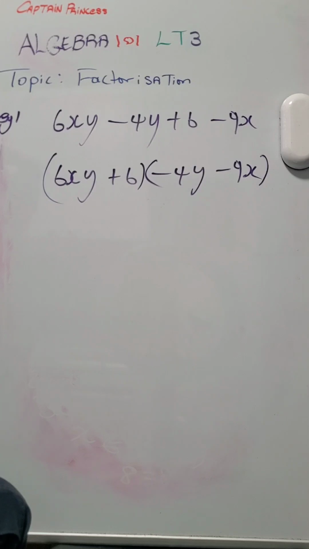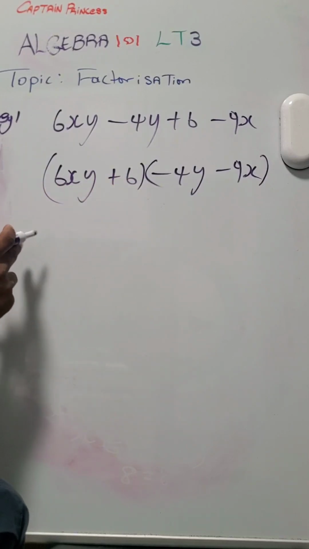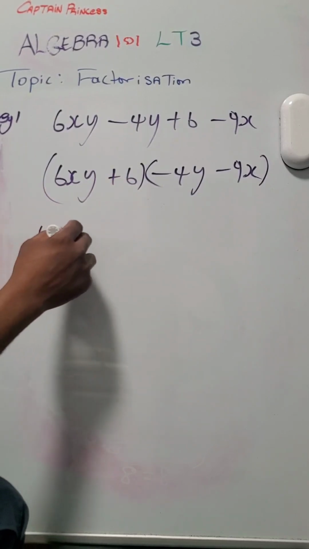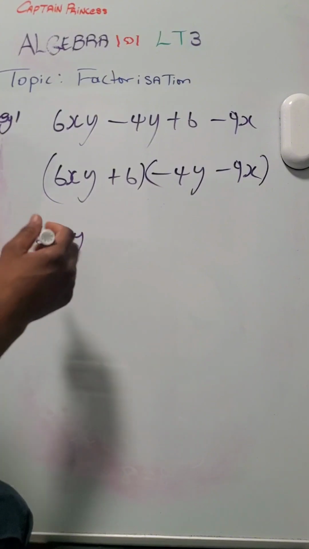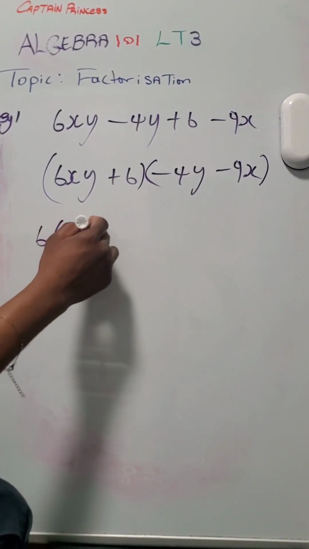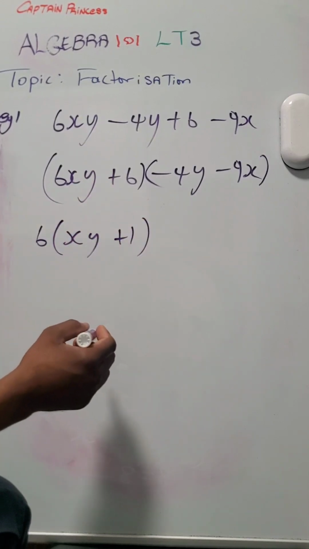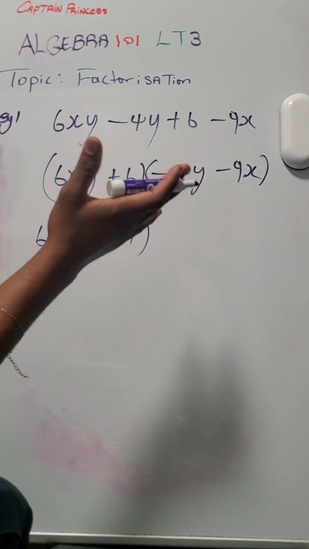Now that is going to be crazy, because the same answer is not going to be there. I am telling you, if you were to factor out the 6, you're going to get 6xy. It's like you're going to get 6, then you're going to get xy, then from here you're going to get the plus 1, and then you won't get the same thing there.